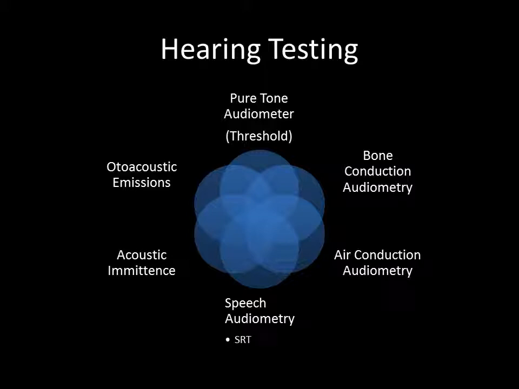So bone conduction testing involves the placement of a bone vibrator on the patient's forehead or mastoid bone, which is right behind the ear. This bone vibrator is placed on the skull, and a pure tone signal is generated. And so it's transmitting a signal directly to the cochlea. So this is how we're testing the inner ear.